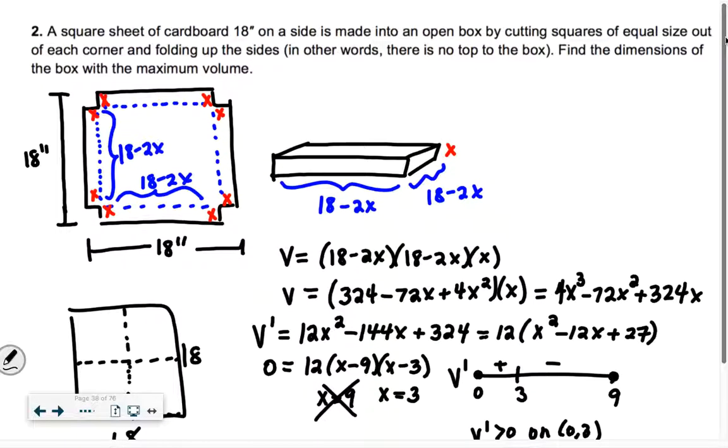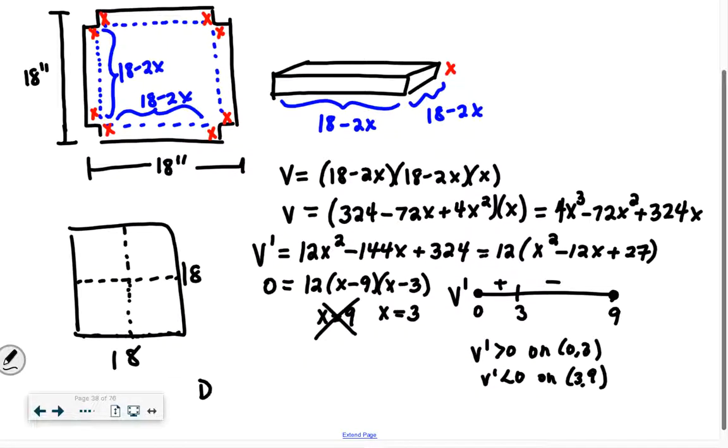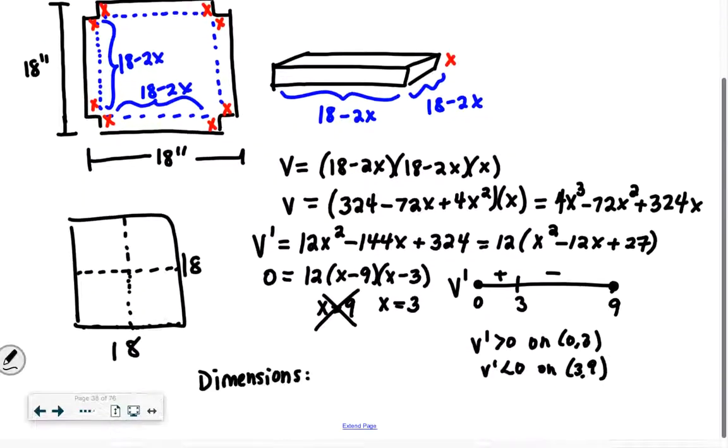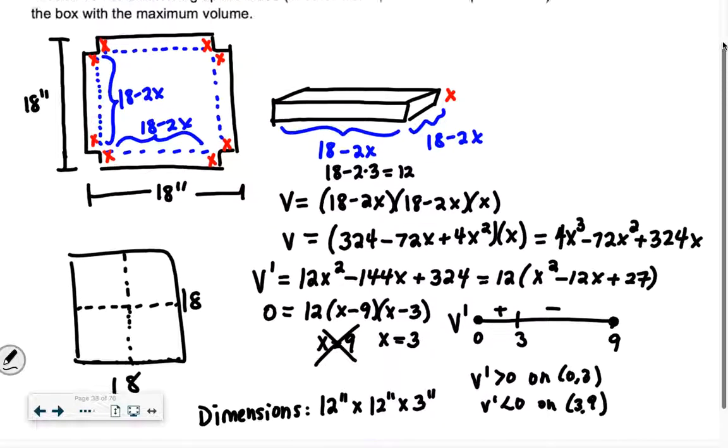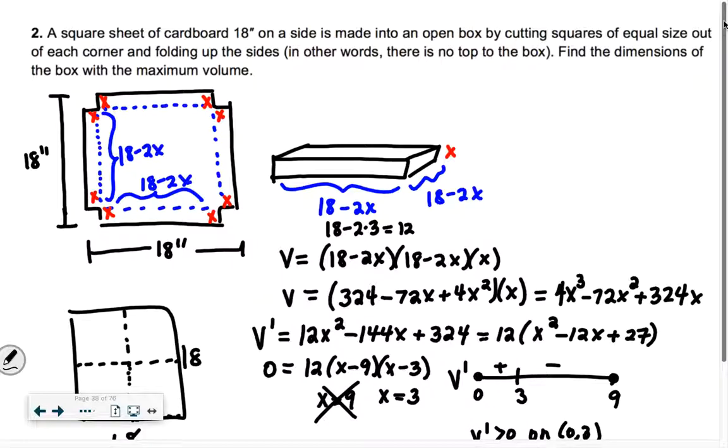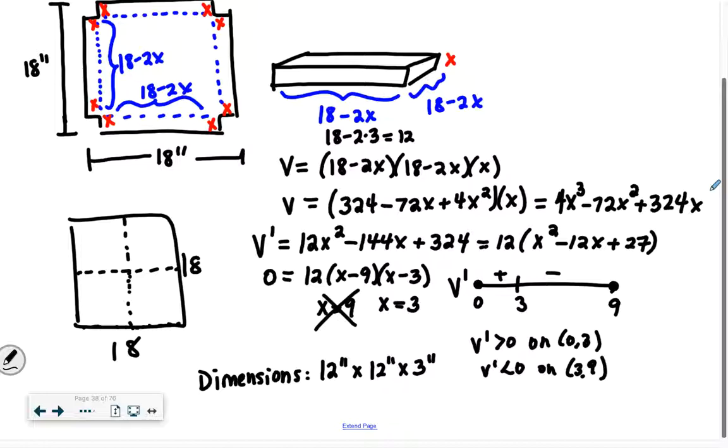So the question is, find the dimensions of the box with the maximum volume. So our dimensions. Dimensions just means length times width times height, right? So if I plug in 3, I get 18 minus 2 times 3, which is 18 minus 6, so 12. So I have 12 inches by 12 inches by 3 inches. Okay, and if it asked for the maximum volume, you would just multiply those together, right? So those are our dimensions.